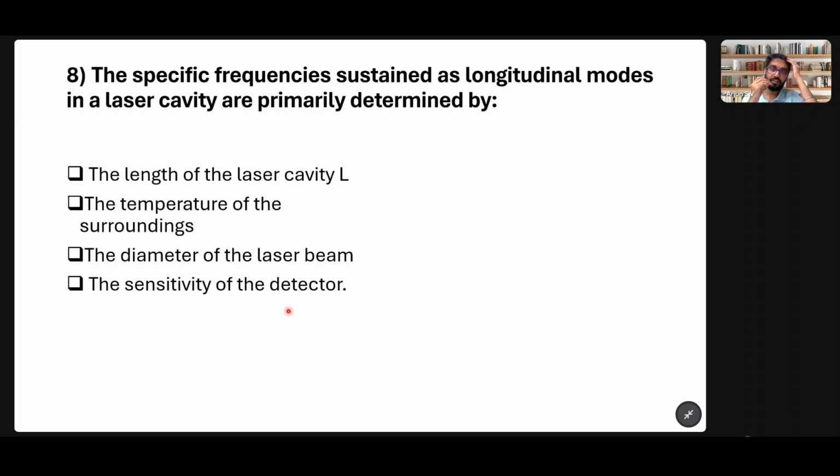Question number 8. The specific frequencies sustained as longitudinal modes in a laser cavity are primarily determined by what? The options are length, temperature, diameter, and sensitivity. We all know that the frequency in longitudinal mode locking is primarily determined by the length. So the answer is option A, the length of the laser cavity, L.